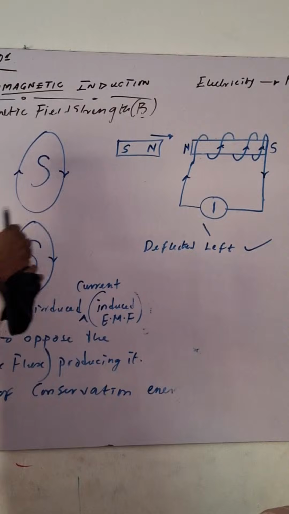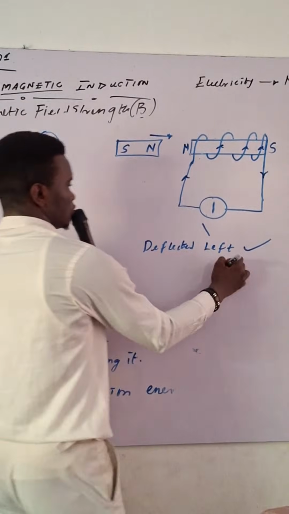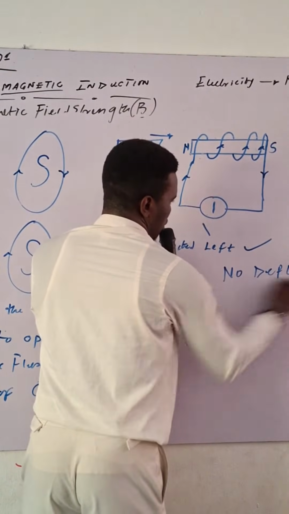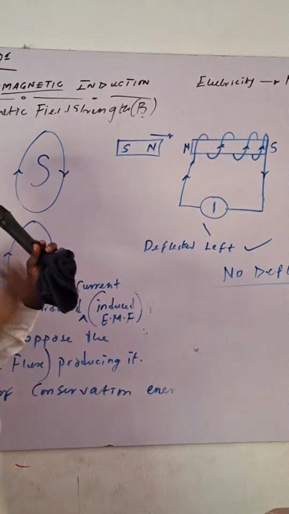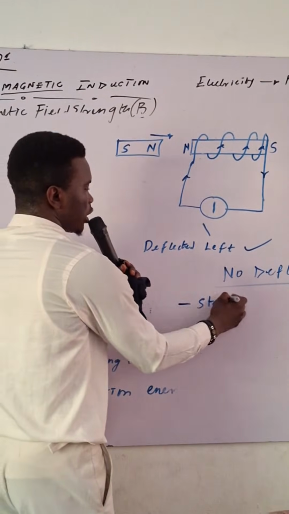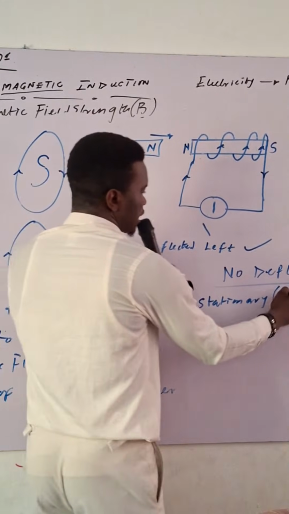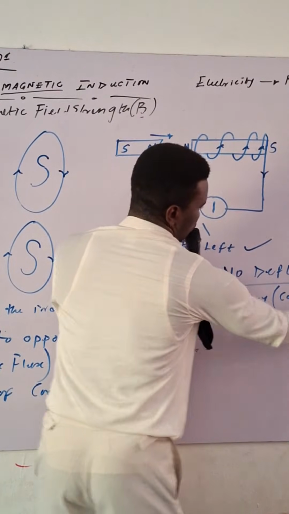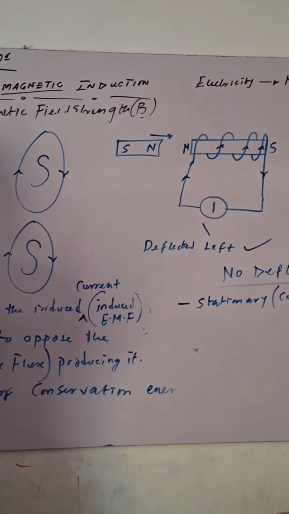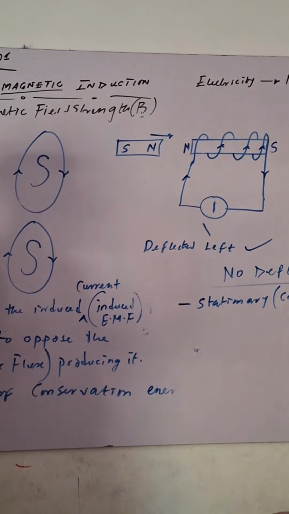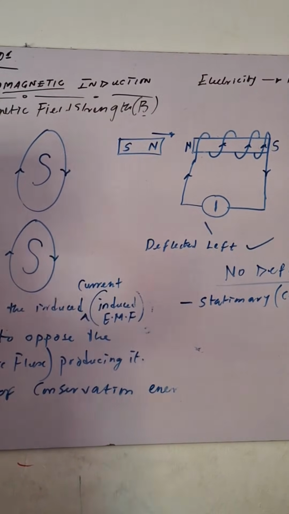But one thing I want you to note is, when will there be no deflection? There will be no deflection when both the coil and the magnet are stationary. When the coil and the magnet have no movement, that means there's no change in flux. When they are stationary, there will be no currents, so there will be no deflection.